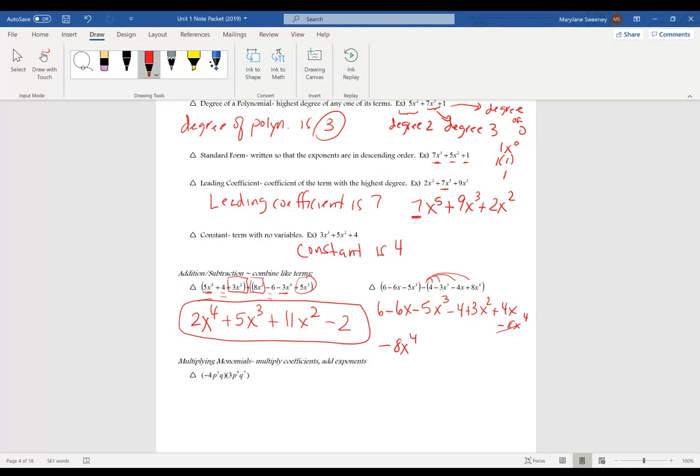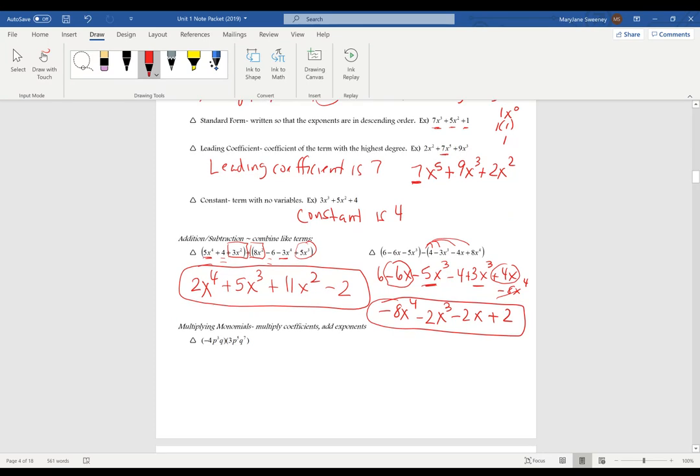Oops, I think I accidentally wrote that as squared, and it should be cubed. Okay, so for these two, then we have a negative 2x cubed. We've got our negative 6x plus a 4x, which is a negative 2x. And then 6 minus 4 is 2.